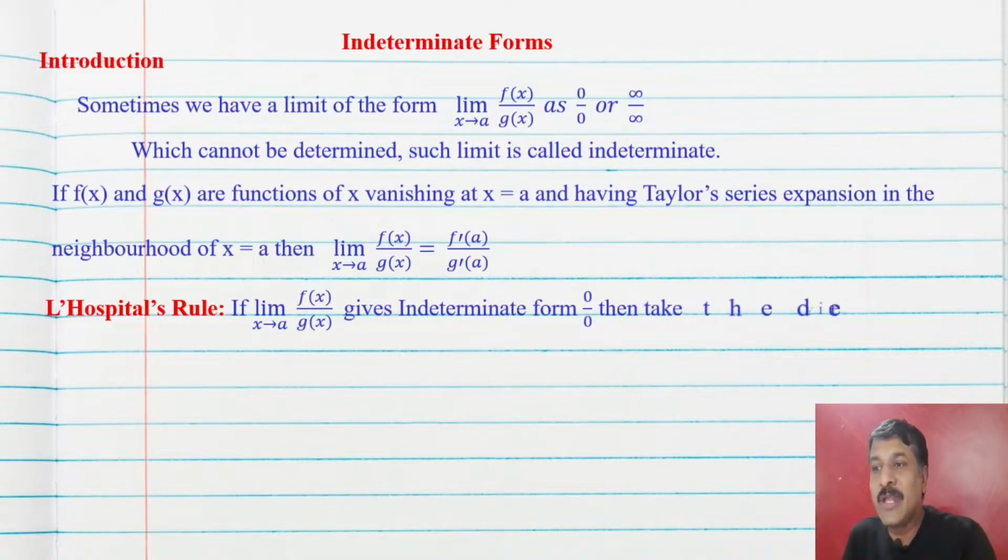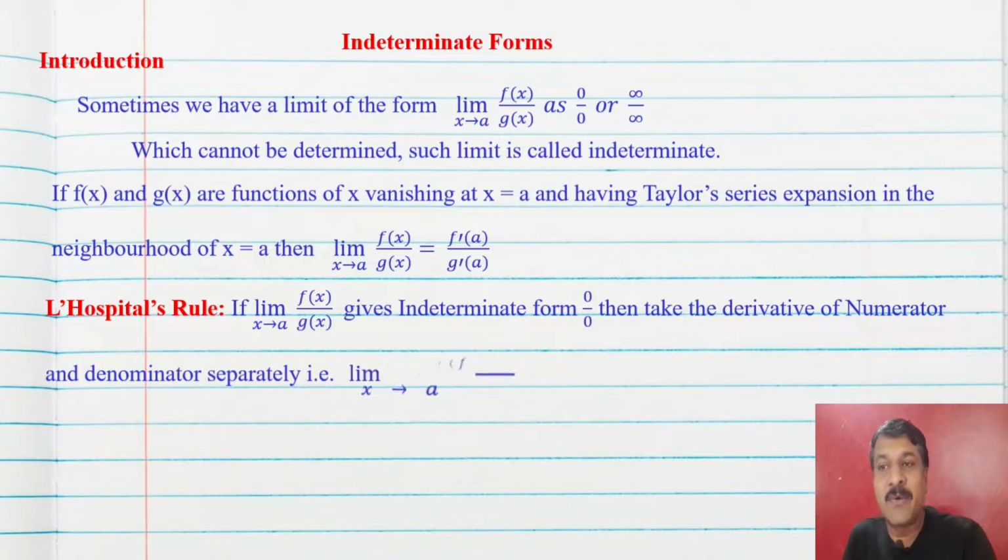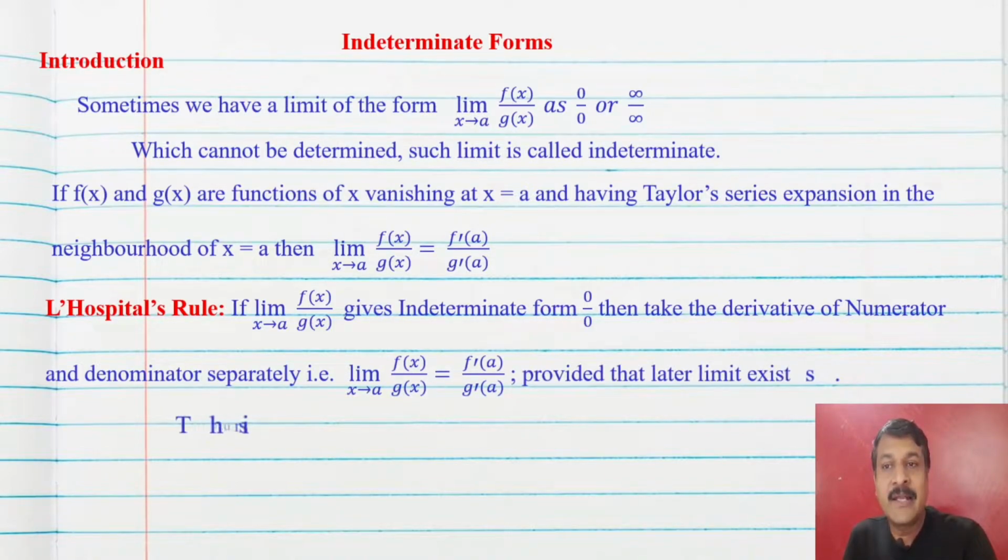If limit x tends to a f of x upon g of x gives indeterminate form 0 by 0, then take the derivative of numerator and denominator separately. That is, limit x tends to a f of x upon g of x equal to f dash of a upon g dash of a, provided that the limit exists. This rule is known as L'Hospital's rule. So what is the meaning of this? If the limit gives the indeterminate form 0 by 0, then take the derivative of numerator separately, denominator separately, and put the limits. It is known as L'Hospital's rule.